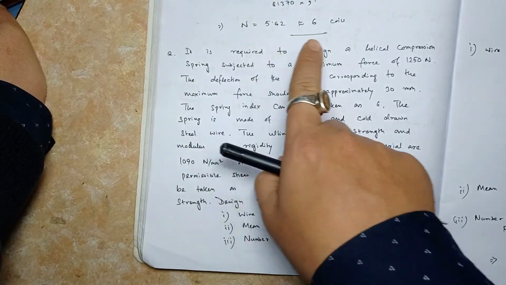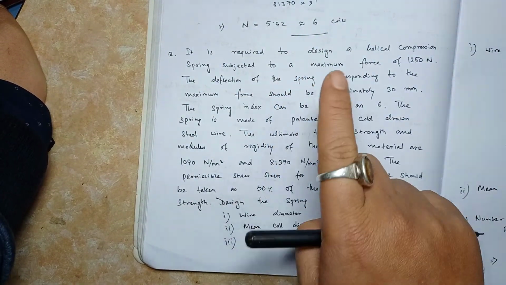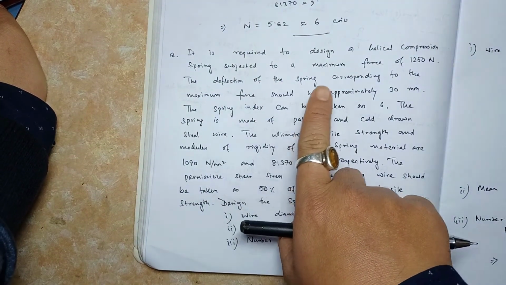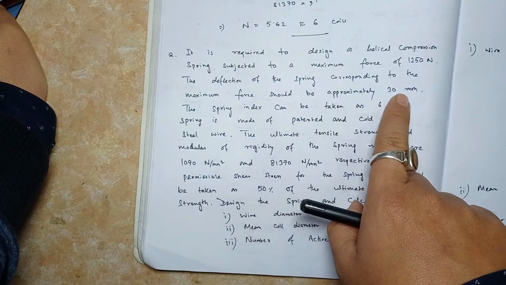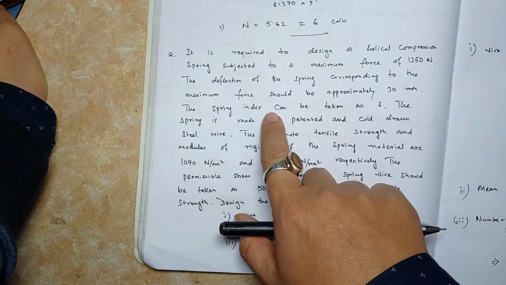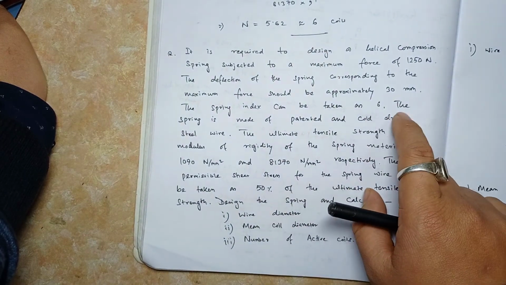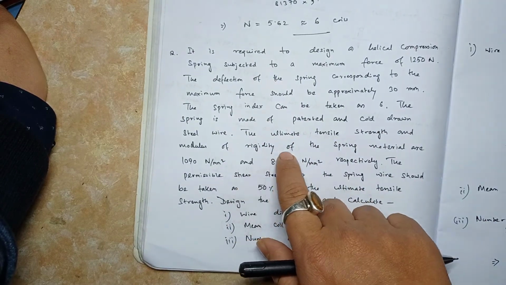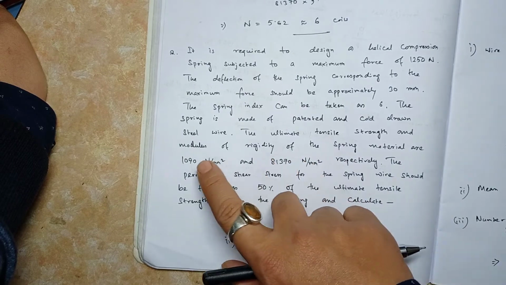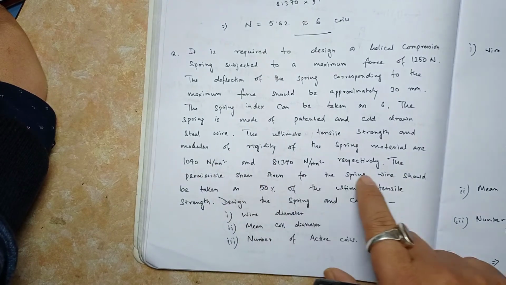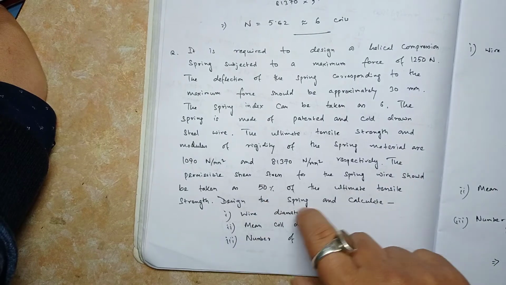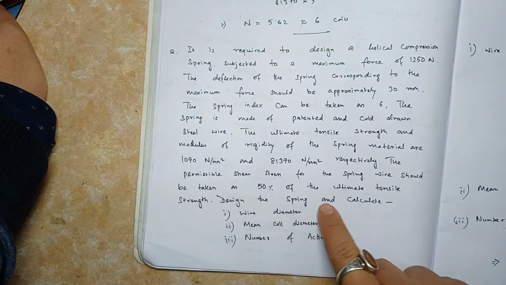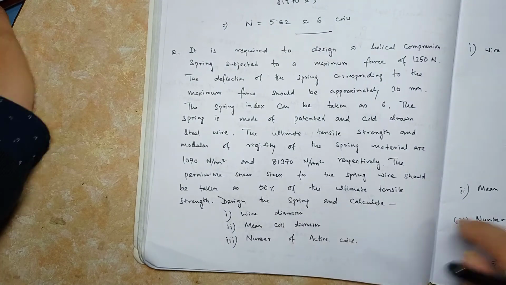Let's understand. It is required to design a helical compression spring subjected to a maximum force of 1250 Newton. The deflection of the spring corresponding to the maximum force should be approximately 30 millimeter. The spring index can be taken as 6. The spring is made of patented and cold drawn steel wire. The ultimate tensile strength and modulus of rigidity are 1090 and 81,370. The permissible stress tau can be taken as 50% of ultimate tensile strength. So 50% of 1090 is tau. And again design the spring and calculate wire diameter, mean coil diameter, number of active coils.